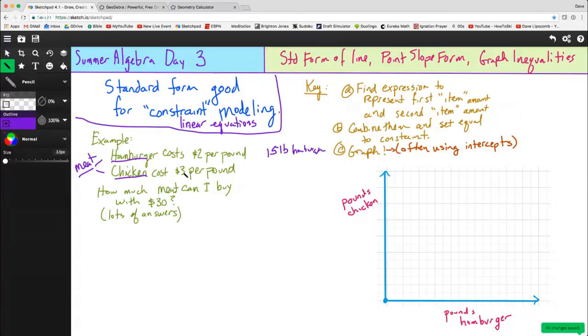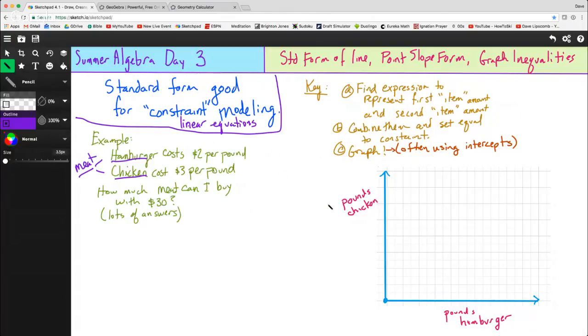Or I could buy chicken, which is $3 per pound, so with $30 I could buy 10 pounds of chicken. Those both work, but there are also combinations I can buy. I don't know exactly what those are, but I can graph those solutions. So watch how we do this, and all of these problems are going to work the same way.